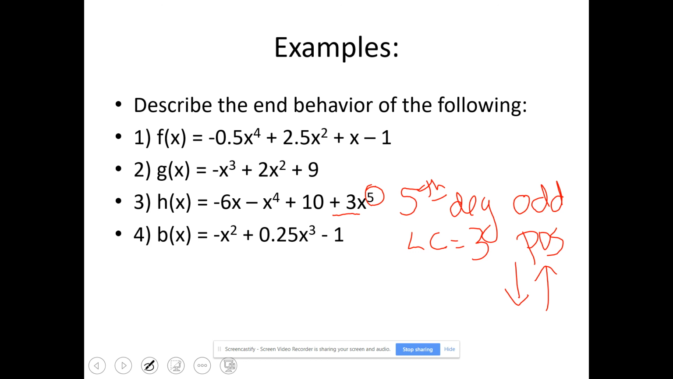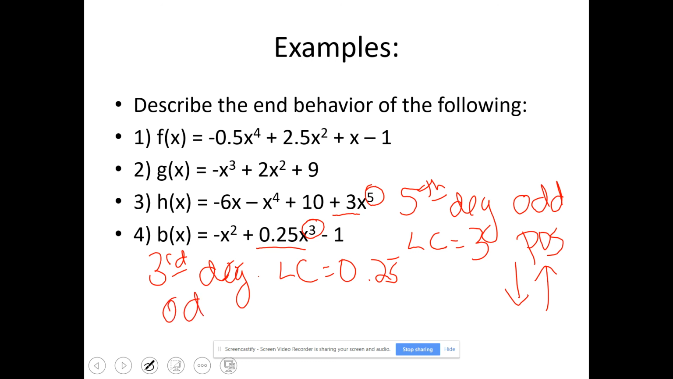Example 4. Our largest exponent is 3. So again, this is not in standard form. We have a third degree with a leading coefficient then of 0.25. This is an odd degree with a positive leading coefficient. Odd positive goes down to up.